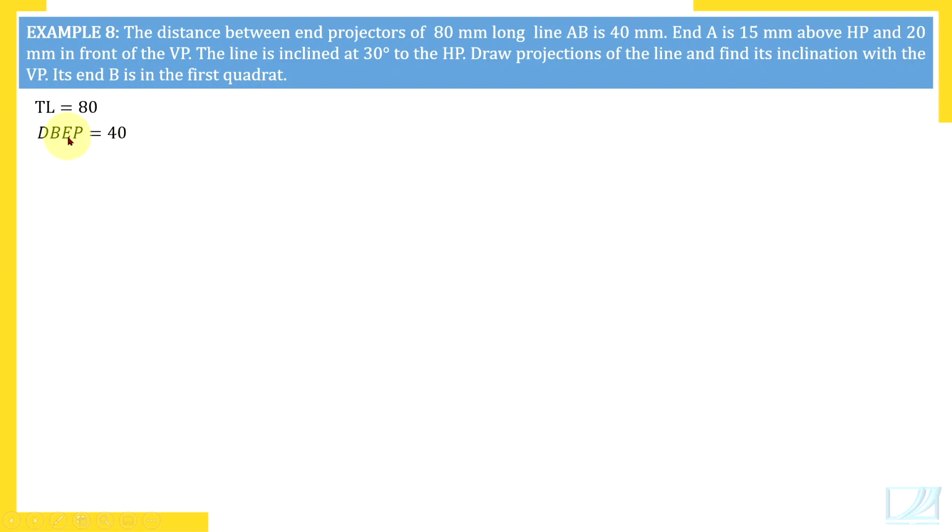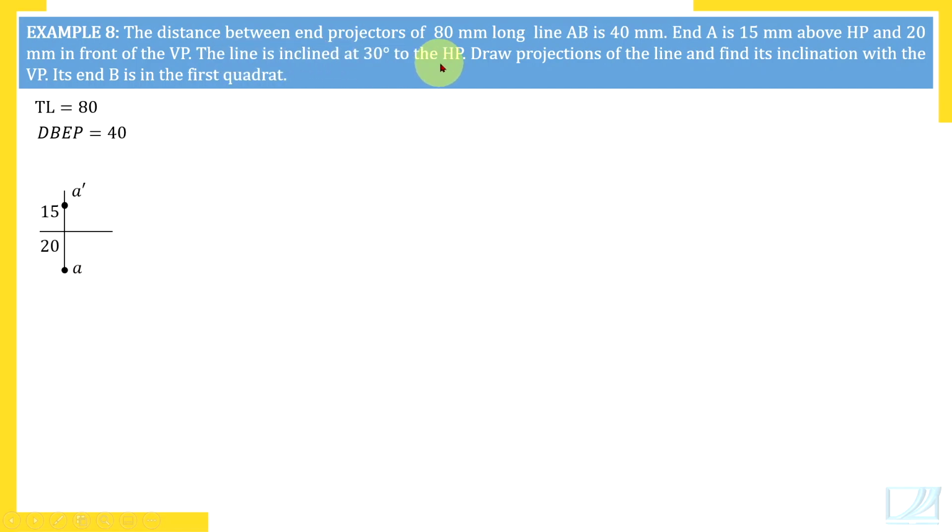Distance between end projectors. End A is 15 mm above HP and 20 mm in front of VP. So in this case, end A is the reference point, a point whose position from both HP and VP is given. So 15 mm above HP means it should be 15 mm above XY line, front view, and 20 mm in front of VP, that is in front of XY line on drawing paper, it should be top view.